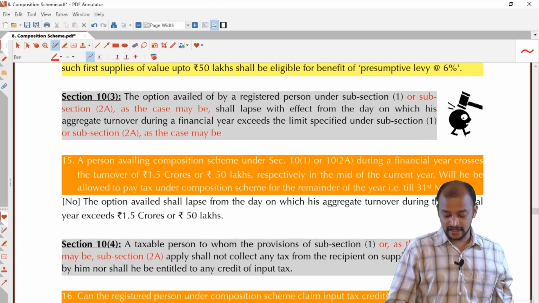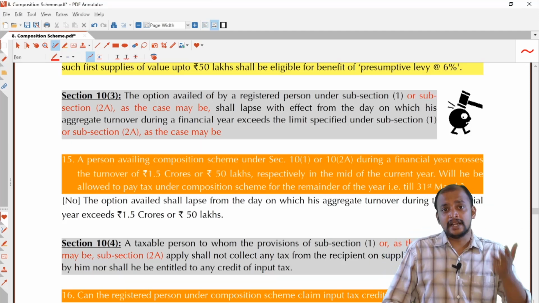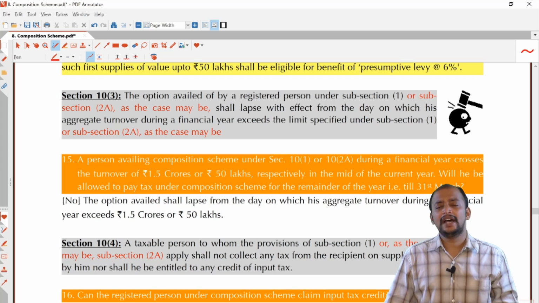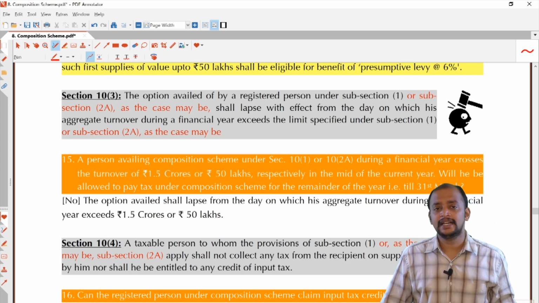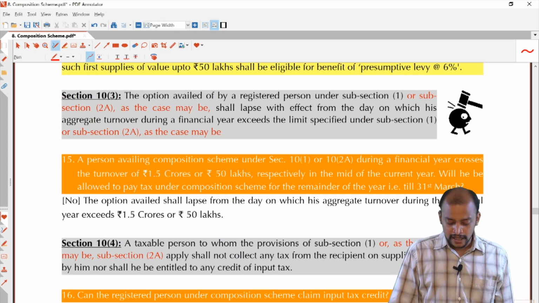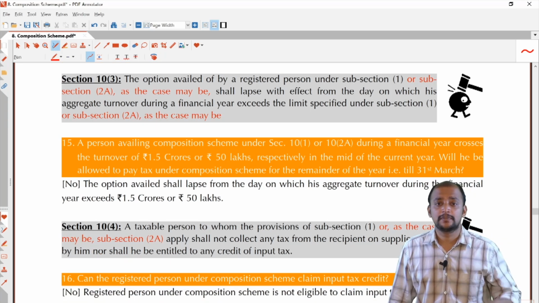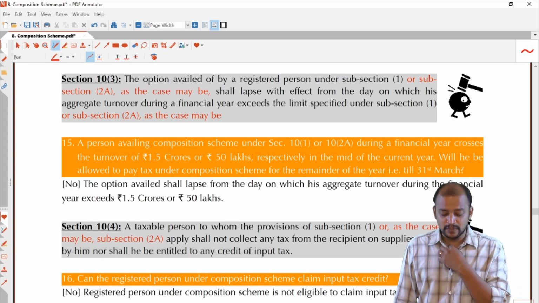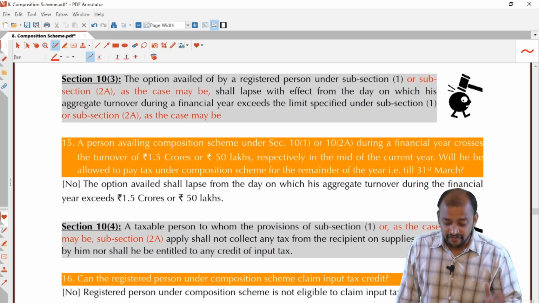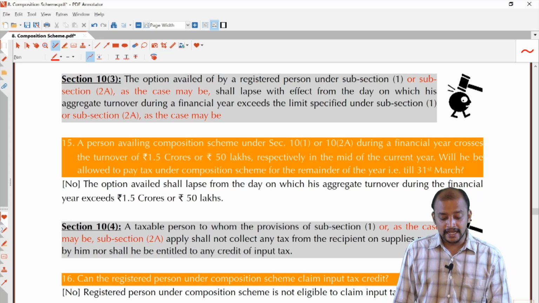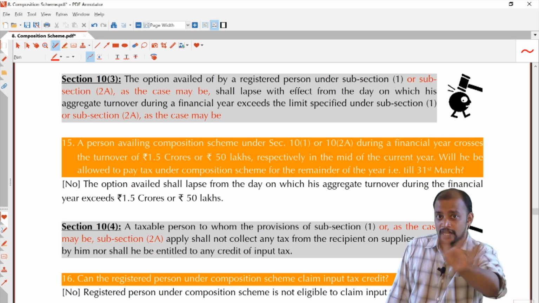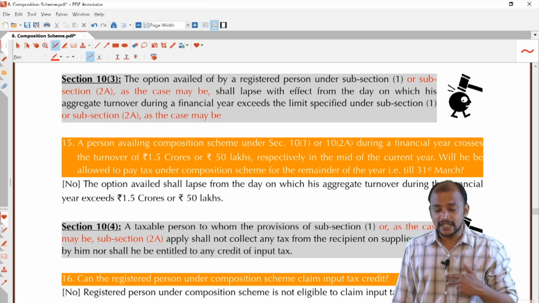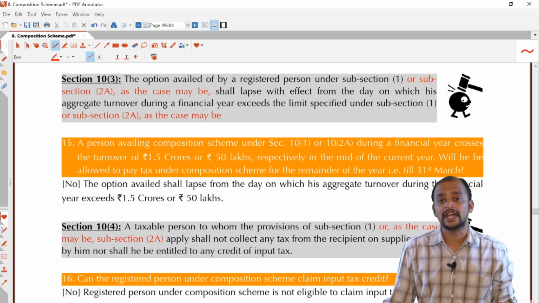So we completed now 10 subsection 1, 10 subsection 2, 10 subsection 2a. Now we are proceeding to other small points in section 10. 10 subsection 3. The option availed by a registered person under subsection 1 or subsection 2a, because now 2a is inserted, as the case may be, shall lapse with effect from the day on which his aggregate turnover during a financial year exceeds the limit specified in subsection 1 or subsection 2a, as the case may be.